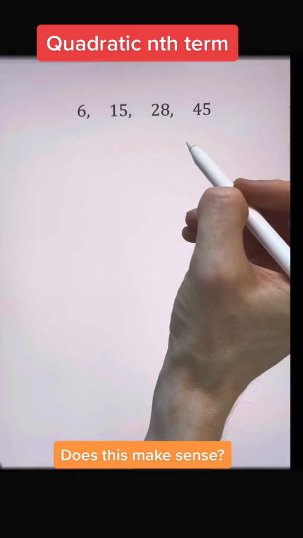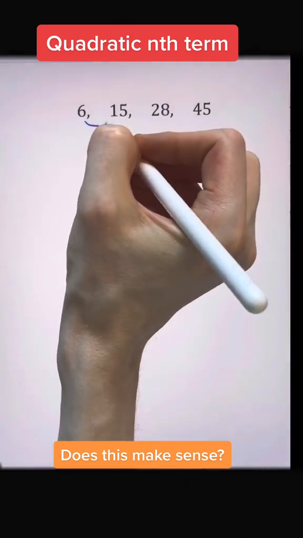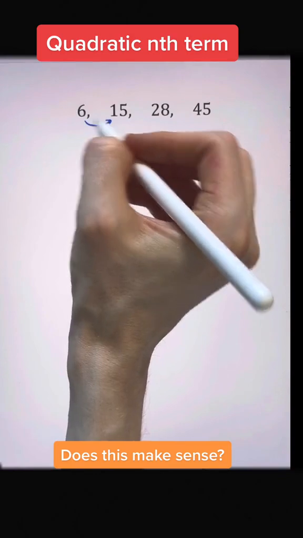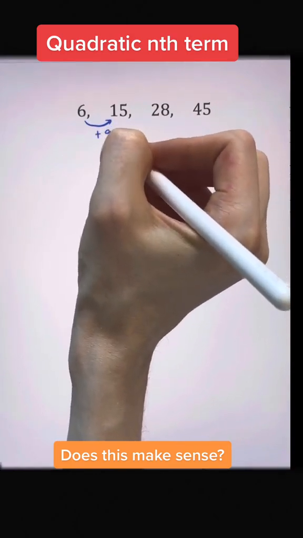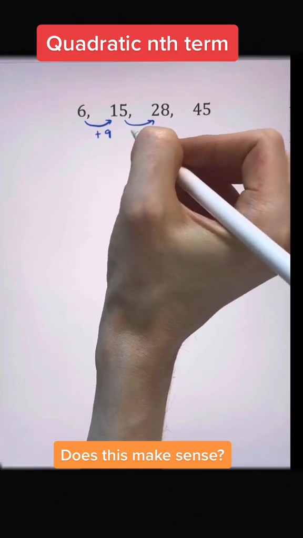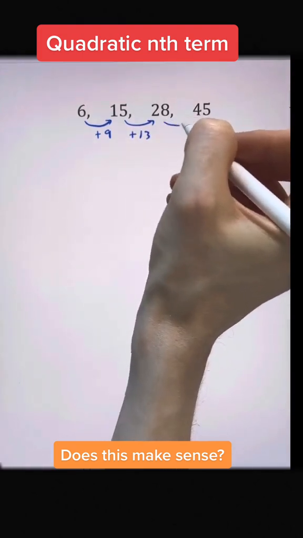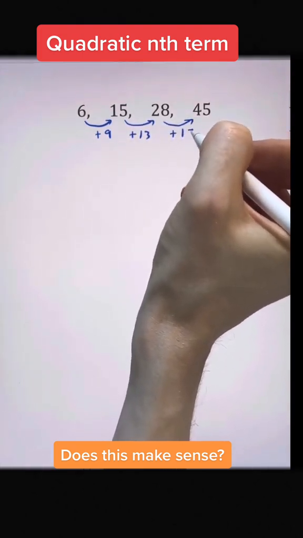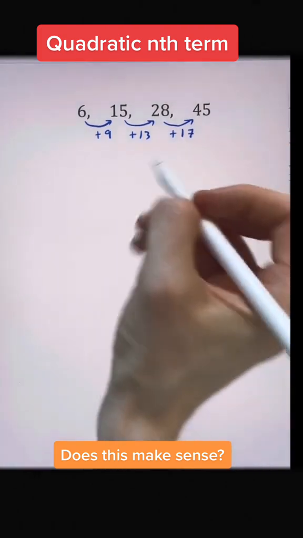To find the quadratic nth term, my first step is to work out the difference between each of my terms. Well, 6 to 15, it's added on 9. 15 to 28, we've added on 13. And 28 to 45, we've added on 17. I now work out what we call our second difference.